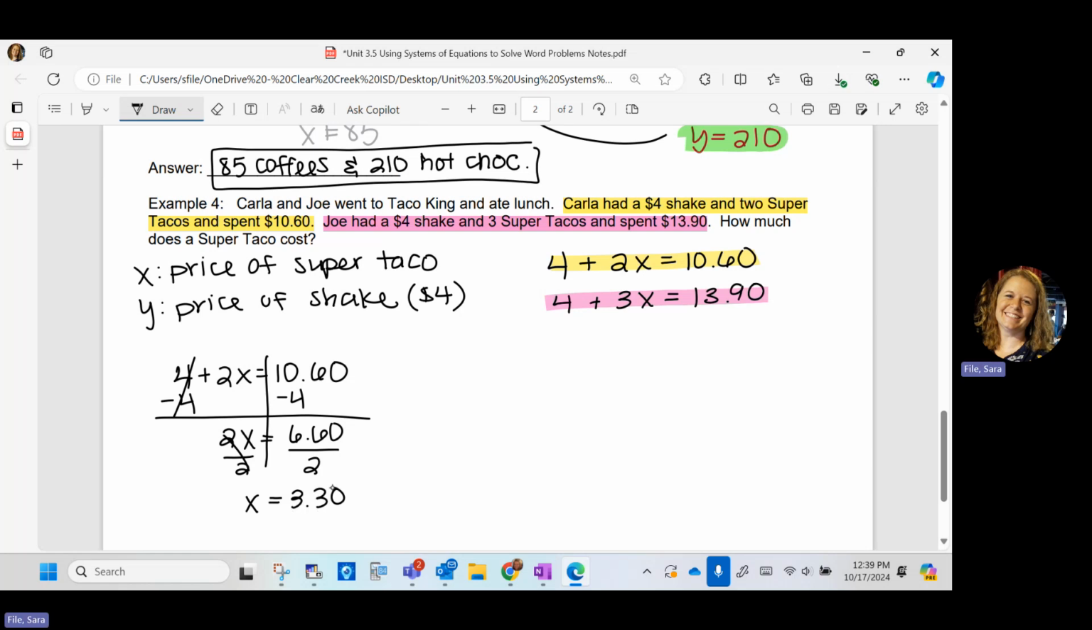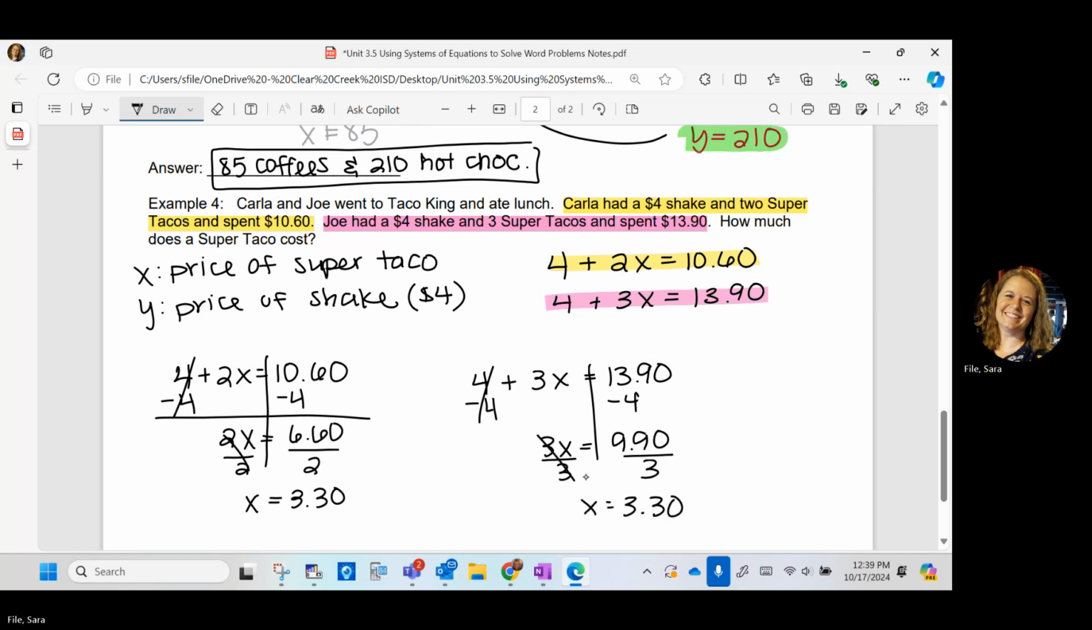Now, if you want to verify that you did that right, you could check Joe's. Joe's was the $4 shake plus the 3 tacos. You can double check that it works for both. Then divide out the 3. And look at that, I get the same thing. Okay, so you did not have to do both of those. You could have done this or this. Either way, you get it's $3.30 for a taco.